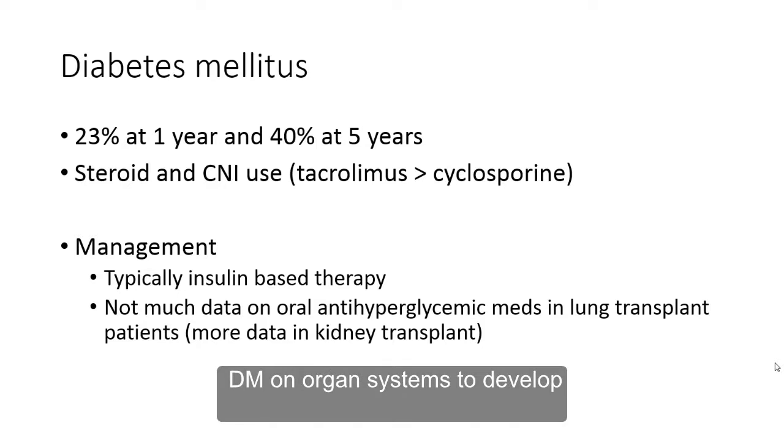There is data out there in the kidney population, and they're kind of classified as all solid organ transplants, new onset diabetes after organ transplant, and there are some recommendations to potentially use oral drugs, but we just don't have that data in lung patients. So at least at our center, we don't really use the oral agents. But I think that down the line, if there's more research and more data on that, that's a potential.